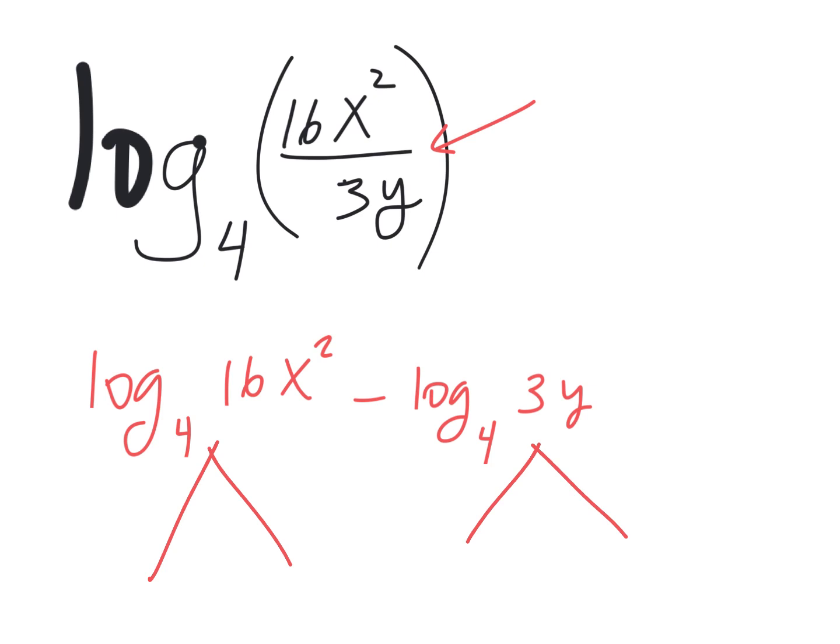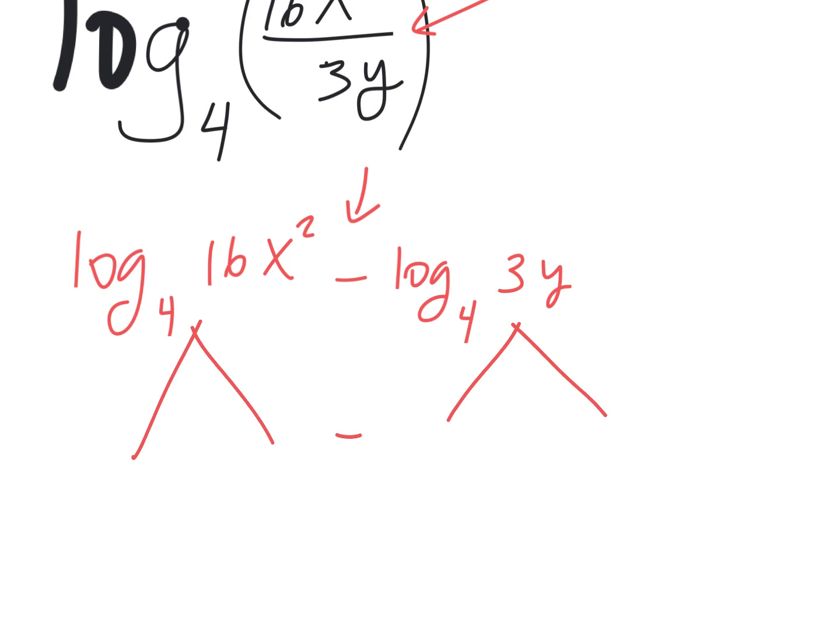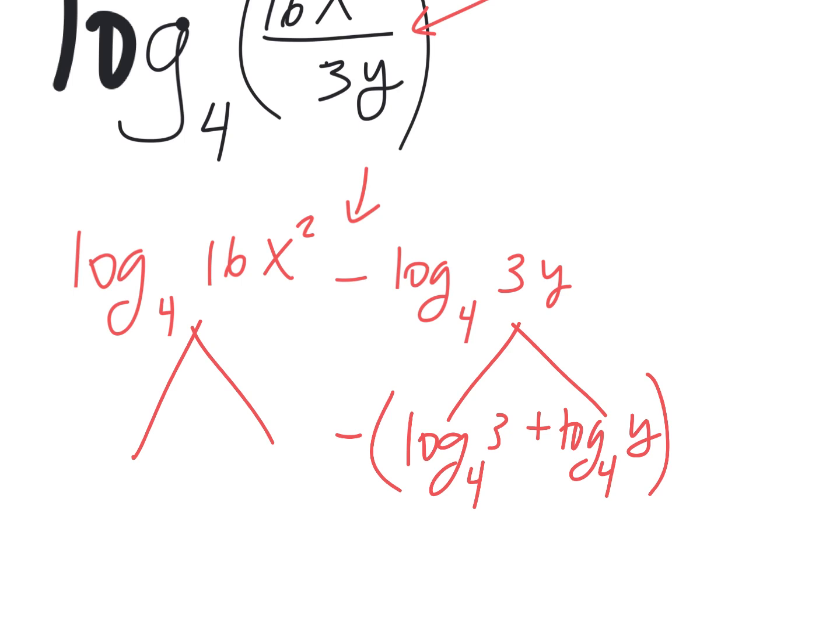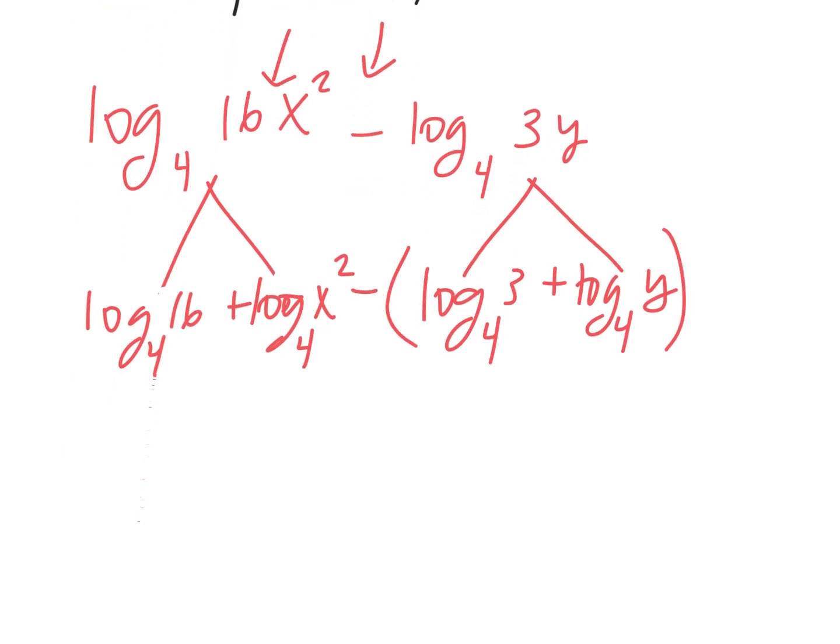But I need to make sure that I be careful with this negative right here. So if I'm going to split this up, I might just want to leave one negative here. I'm going to put it in parentheses and say log base 4 of 3 plus log base 4 of y. Or I could have distributed that negative. And this one can be 2 parts. Log base 4 of 16 plus log base 4 of x squared. And that's wrong on 2 levels.